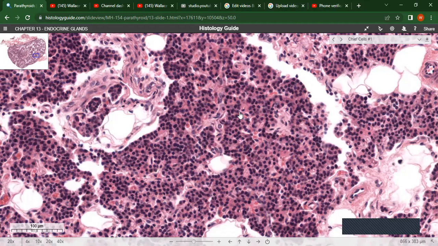Also, parathyroid hormone promotes the formation of vitamin D3. Remember, vitamin D3's actual name is 1,25-dihydroxycholecalciferol. By stimulating its production, it increases the absorption of calcium from the ileum, from the small intestine. So these are the chief cells.